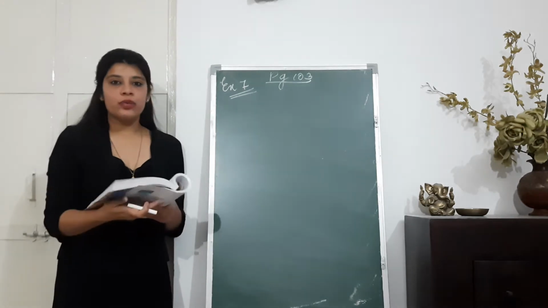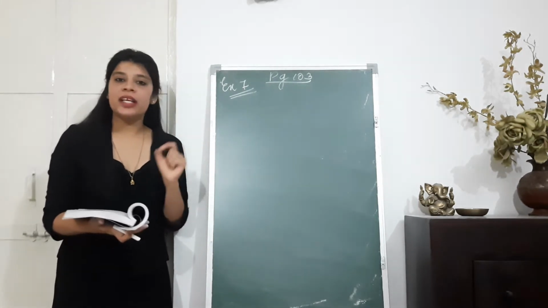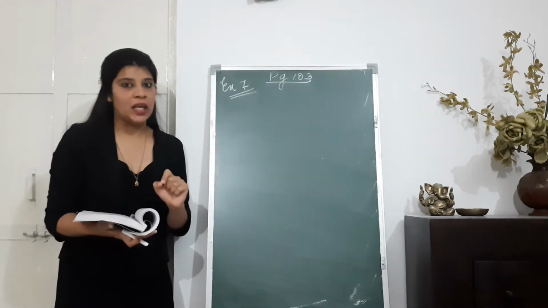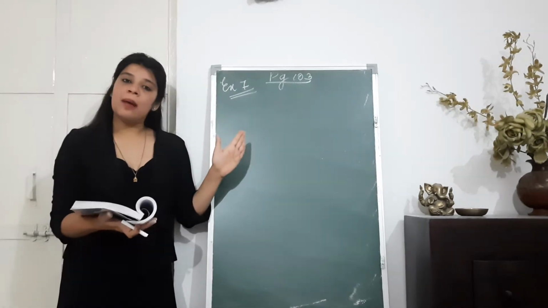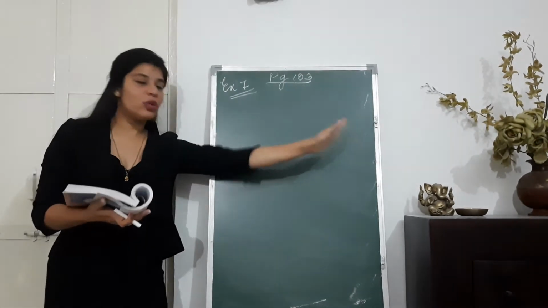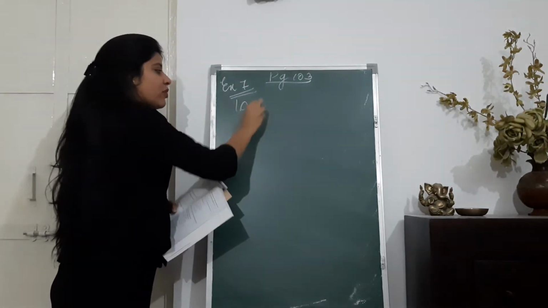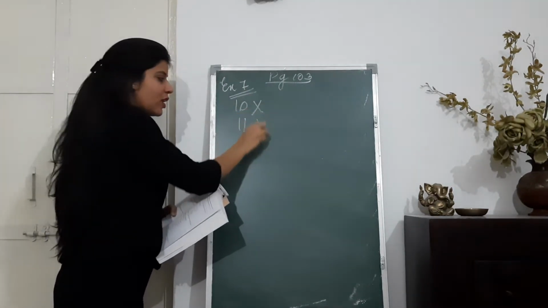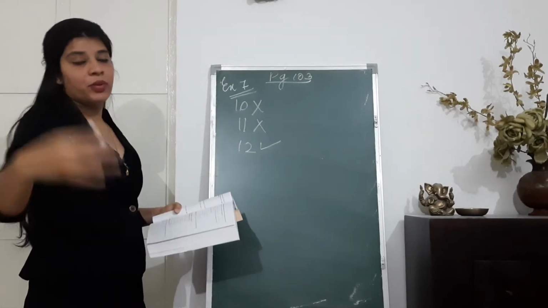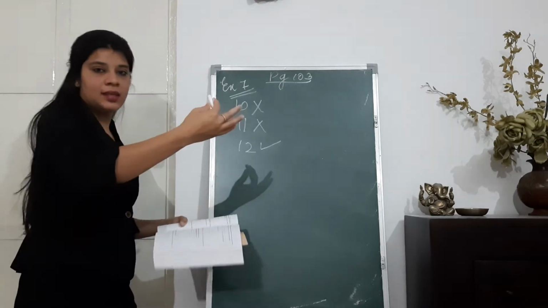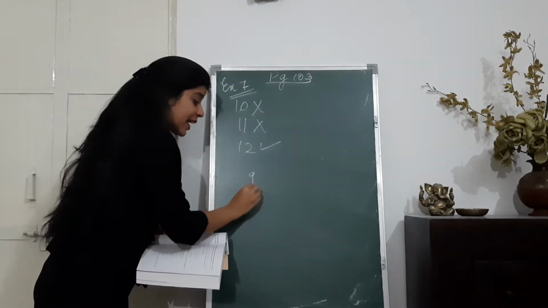So how we are going to proceed with this question? First, the question is clearly how many two-digit numbers are divisible by 3. So we have to basically find the first two-digit number which is divisible by 3 and last two-digit number which is divisible by 3. So let's start. Is 10 divisible by 3? No. Is 11 divisible by 3? No. Is 12 divisible by 3? Yes.